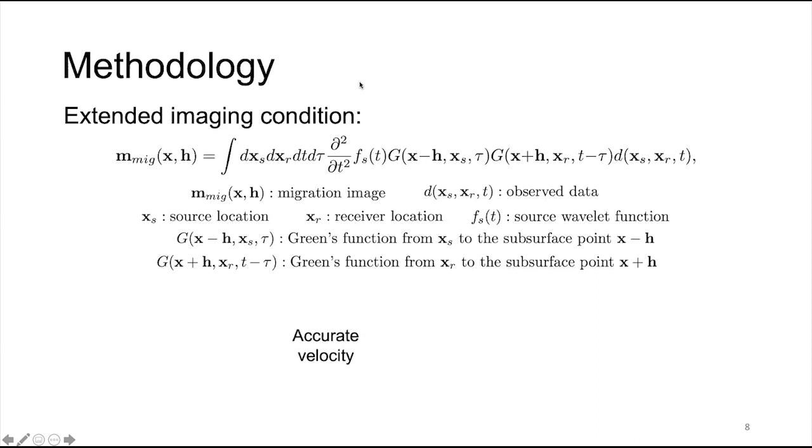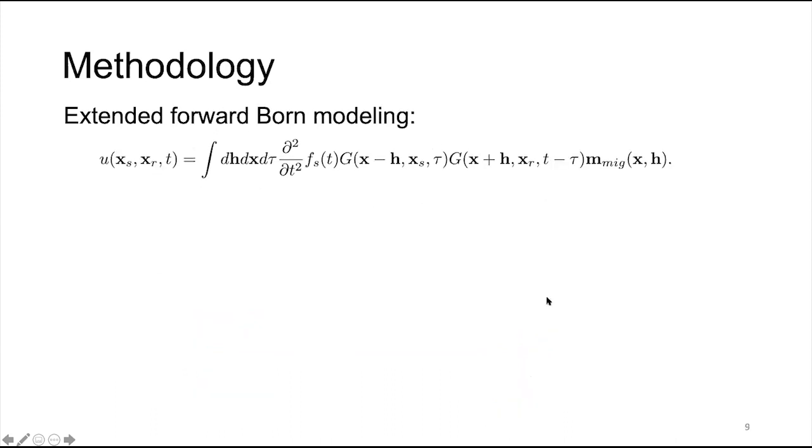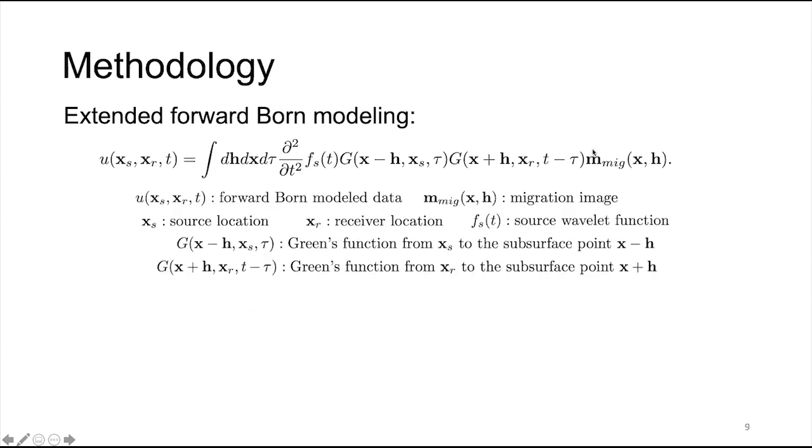When the migration velocity is accurate, the source side wavefield and the receiver side wavefield will meet at the same location at the same time. When the migration velocity is inaccurate, there will be a distance between the sunken source and the sunken receiver. The extended Born modeling is the adjoint of the extended image condition, where the data and the migration image are interchanged. Here, U is the Born model data. The rest symbols are the same as in the previous slides.